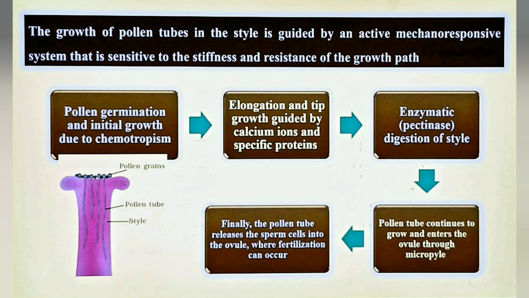This is followed by the pollen tube's growth and entry into the ovule through the micropyle. The normal pathway is the micropylar end only. We will study chalazogamy, porogamy, mesogamy, all these things in our next lecture. And finally, the pollen tube releases the sperm cells into the ovule where fertilization can occur.